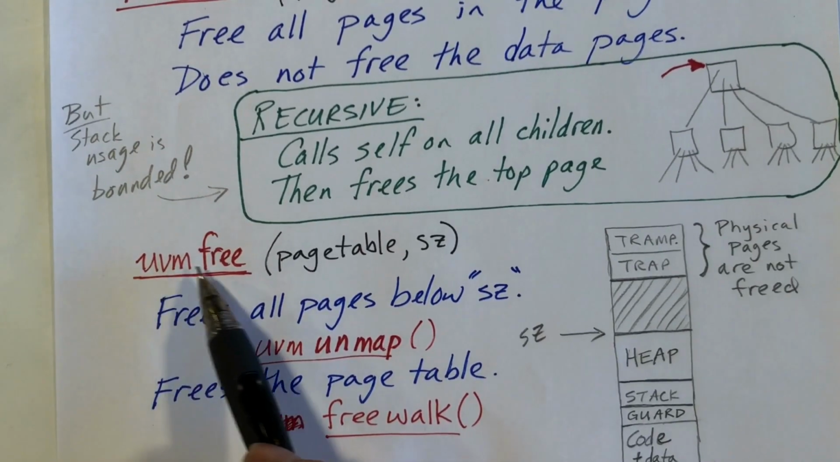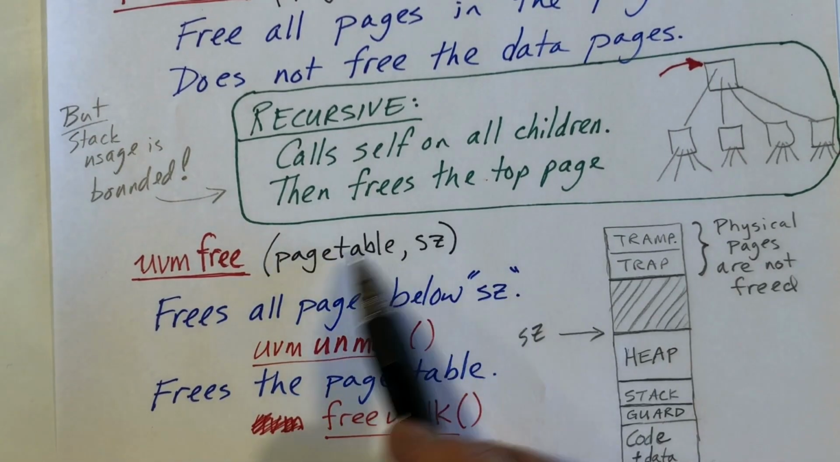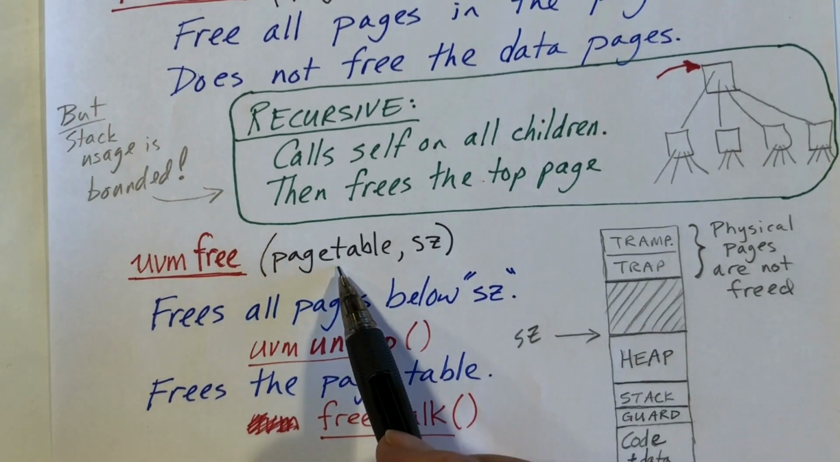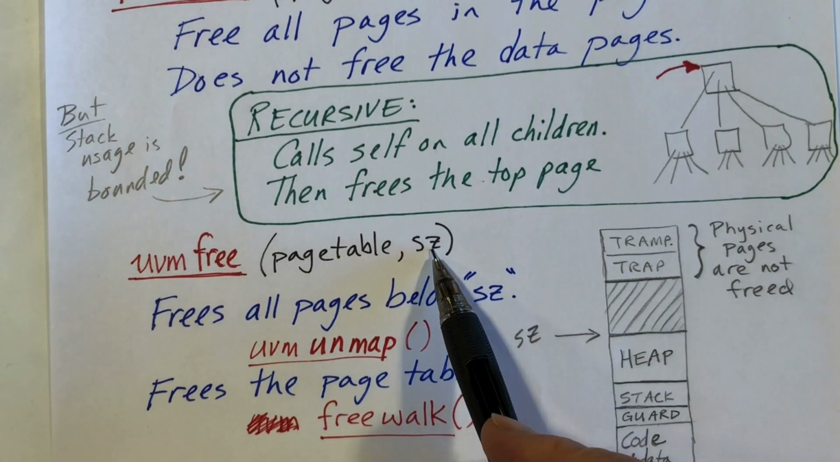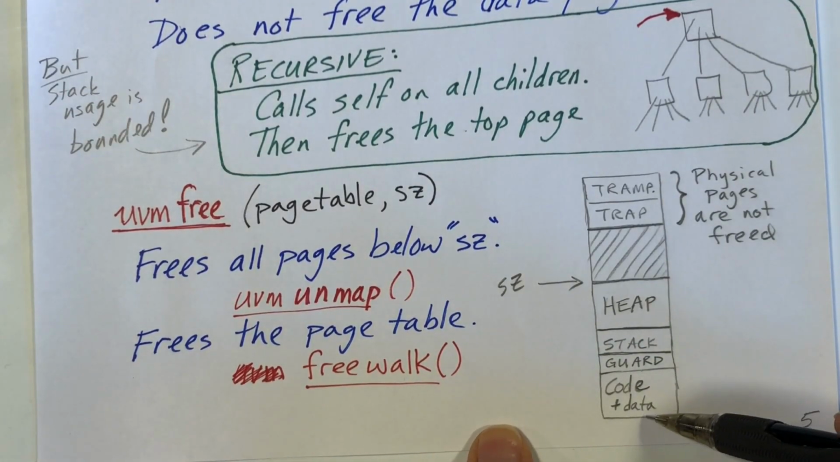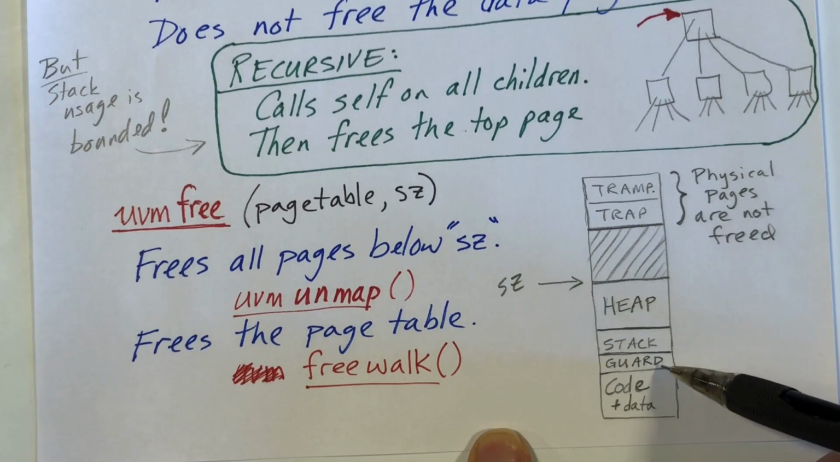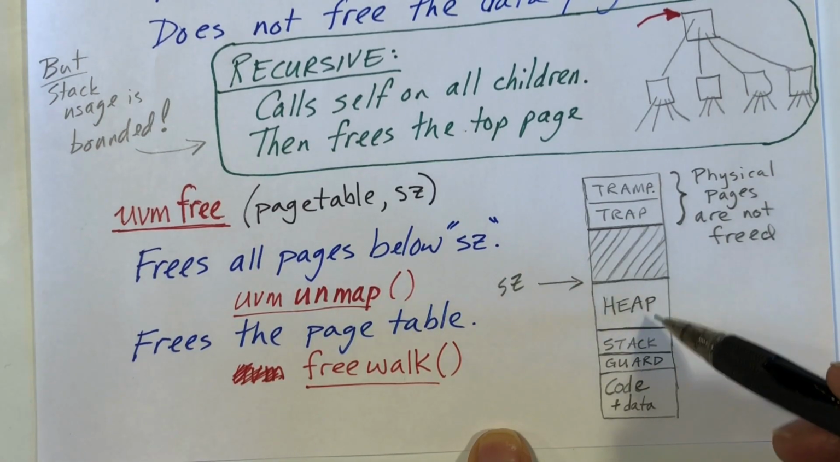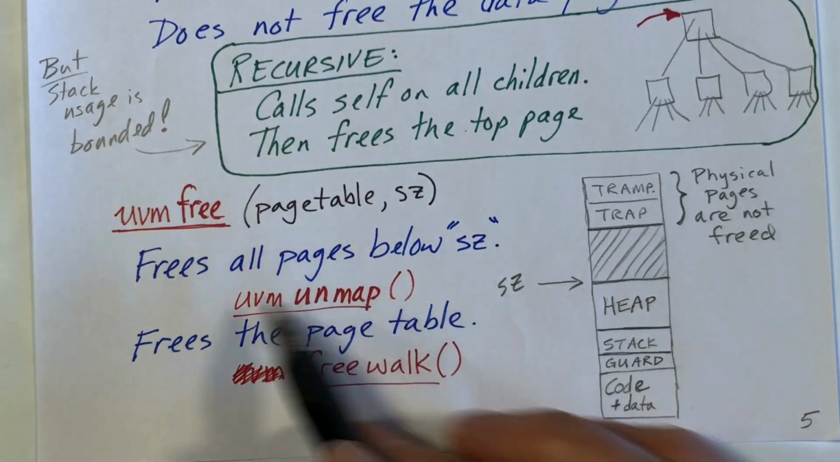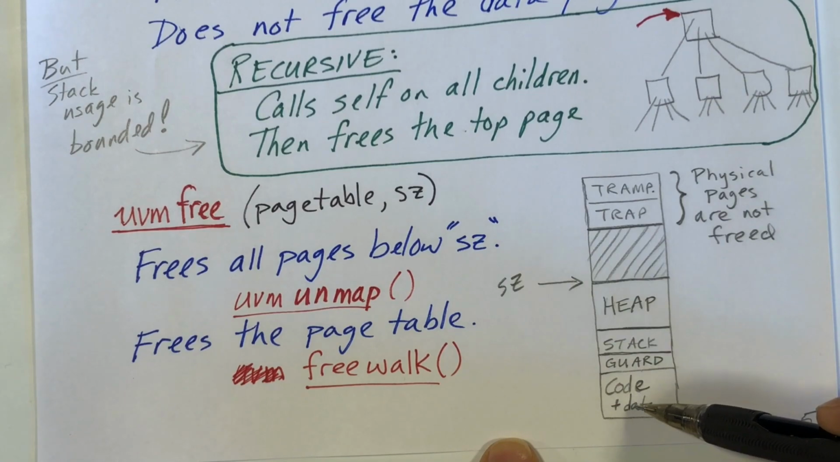Next, let's look at the uvmfree function, which will basically free the virtual address space, and it's passed a pointer to the page table and the current size of the virtual address space. So here I'm showing the user's virtual address space, and we see the code and the data. We see a stack page and a guard page to catch overflow, and finally 0 or more pages that are allocated to the heap. And what this thing is going to do is free all the pages below size, and it's going to walk the page table and free all the index pages.